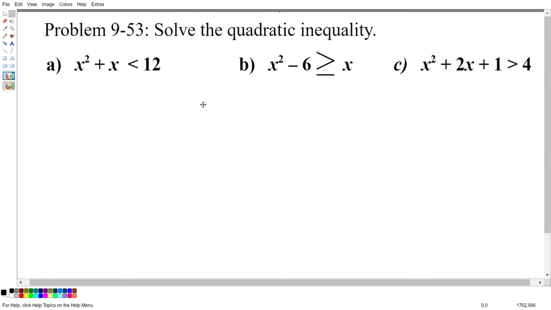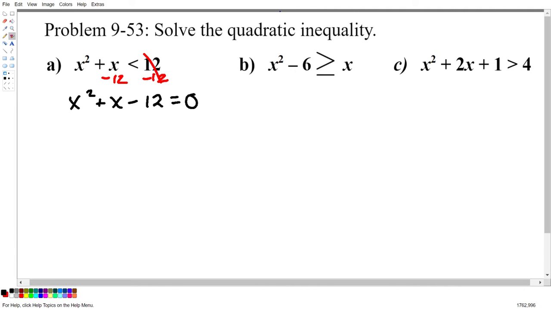All right, let's go ahead and solve problem 953, letter A. Now, you might notice that it's equal to 12, but it needs to be equal to what? Or less than, it says in this case. It needs to be equal to 0. So step 1, let's move that 12 to the left side. Pretty straightforward. Okay, we're going to get x squared plus x minus 12, and let's just write that down as equals 0.